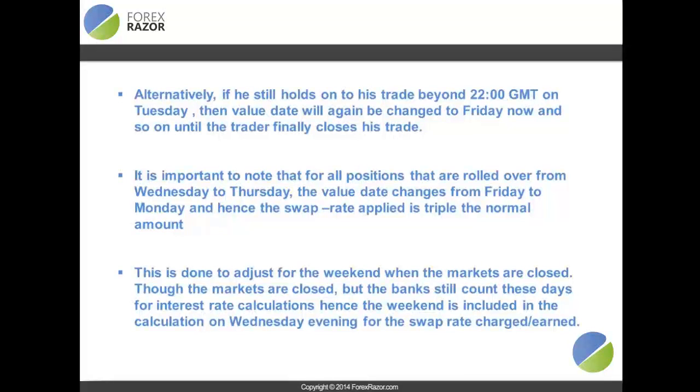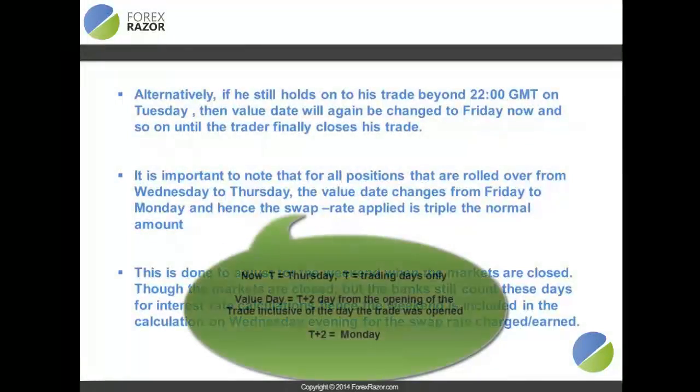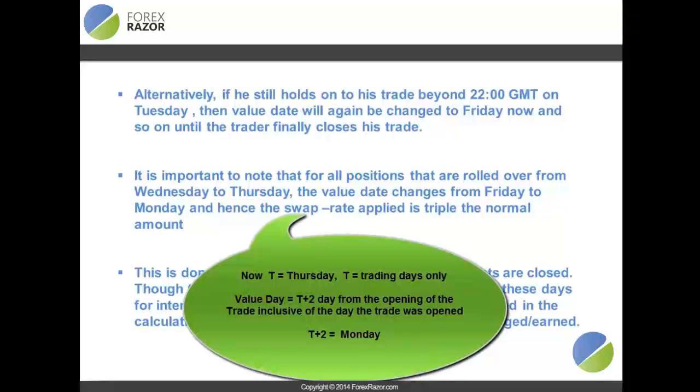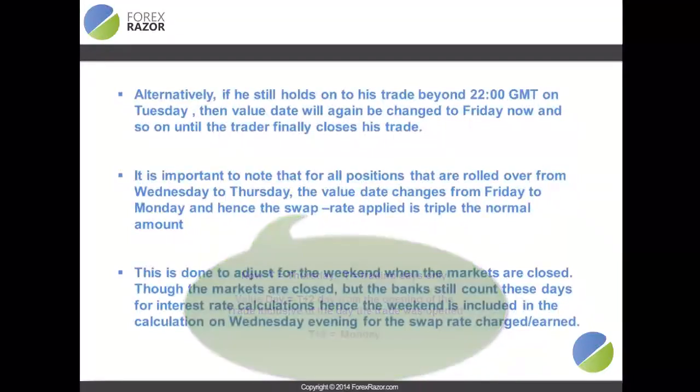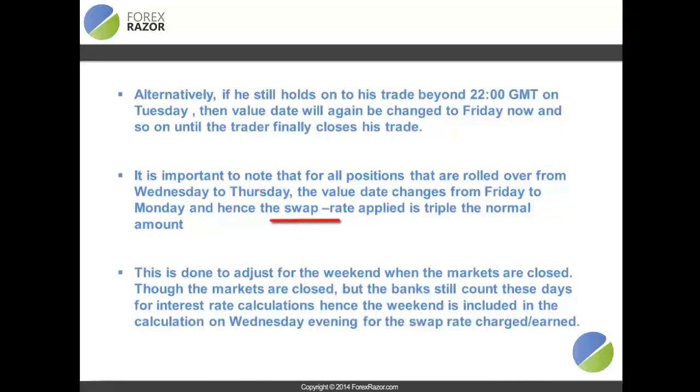It is important to note here that all the trade positions that are rolled over from Wednesday after the rollover time, that is 5 p.m. EST on Wednesday, to Thursday, the value date changes from Friday to Monday, and hence the swap rate applied will be triple the normal amount. This is done in order to adjust for the weekend when the markets are closed. Though the markets are closed, the banks still count these days, that is the weekend, for the interest rate calculations.